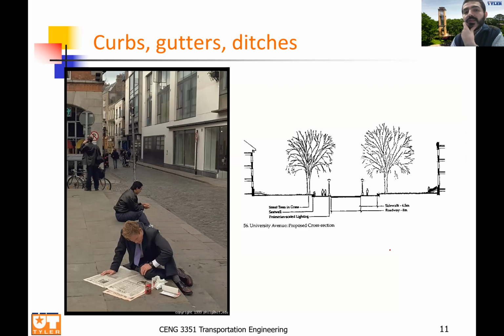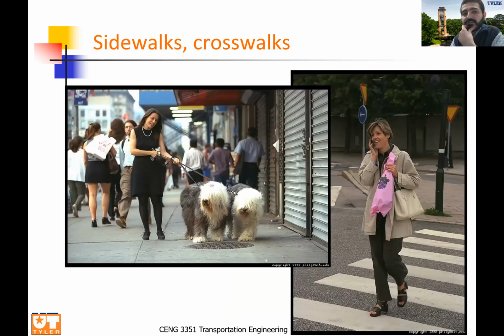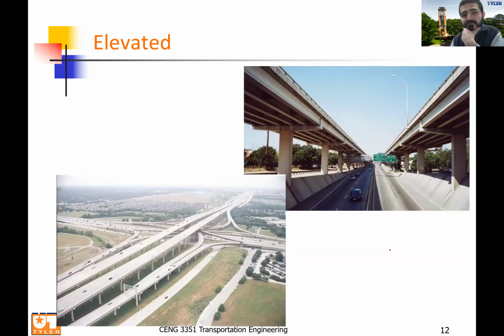We also need to think of curbs and gutters and ditches. That's also important, and it's part of us designing it. Sidewalks and crosswalks are very important. There is big demand now on how we can provide pedestrians a good environment to walk or to bike. So that's also part of the cross section.